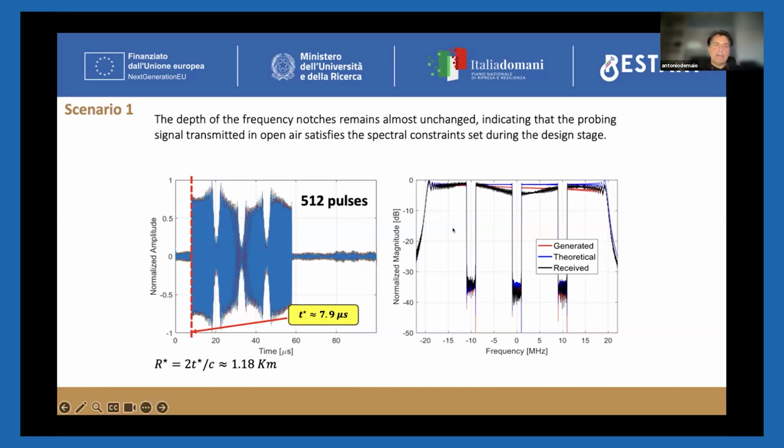And you can notice that the depth of the frequency notches remains almost unchanged. And this indicates that the probing signal, which is transmitted in the open air and also experiences all the transmit and receive chain, is capable of satisfying the constraints that have been set at design stage. Notice, for instance, the presence of non-idealities in the transmit and receive chain. Notice the behavior of the waveform here. There is some kind of attenuation in correspondence of these frequencies, and this is, of course, due to the real hardware of the radar system.